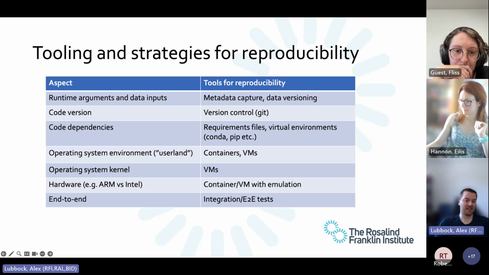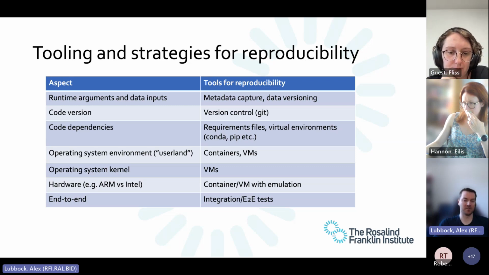And then there are other techniques that would probably be considered a bit extreme and overly burdensome, like using full virtual machines and emulation. But if you really strongly want something to be reproducible, then those kinds of techniques have their place.